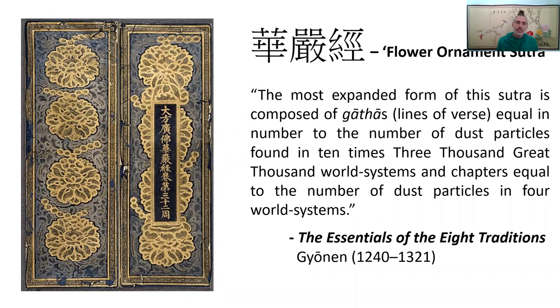Those are his dates. And he writes, speaking of the Flower Ornament Sutra, that the most expanded, largest version of this sutra is composed of gathas, lines of verse, equal in number to the number of dust particles found in 10 times 3,000 great thousand world systems, and a number of chapters equal to the number of dust particles in 4 world systems. So as you can see, it's getting cosmological already. Now that's of course the most expanded version of this sutra, right? With lines of verse equal to dust particles in 10 times a billion worlds.